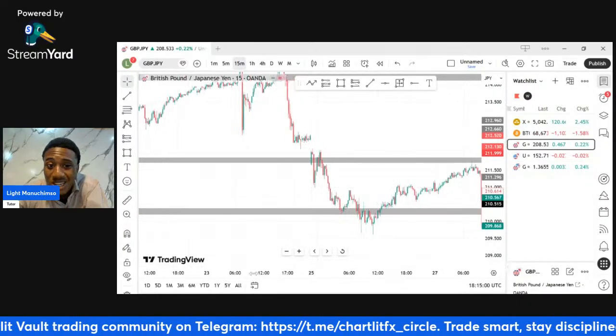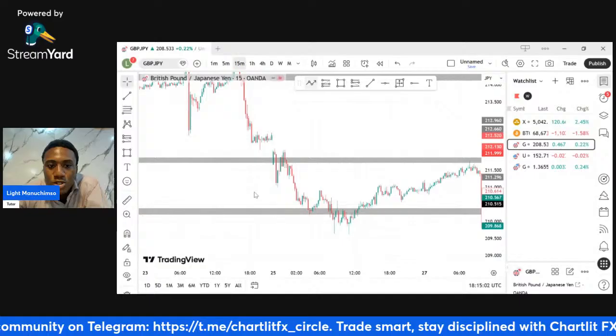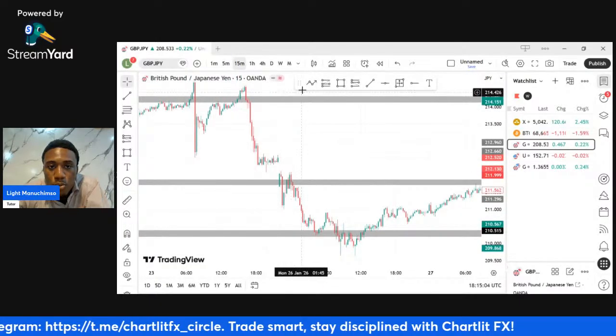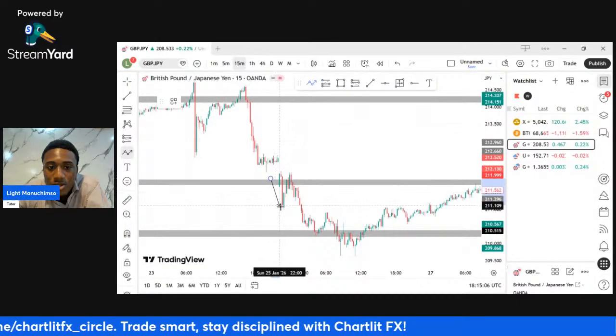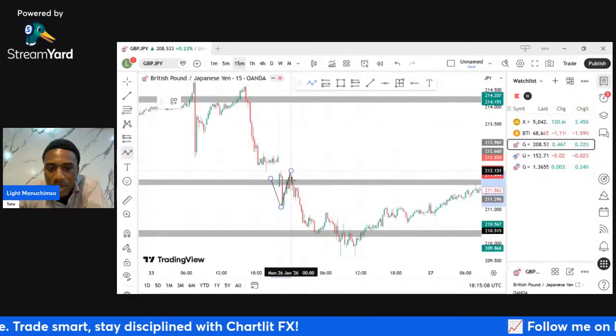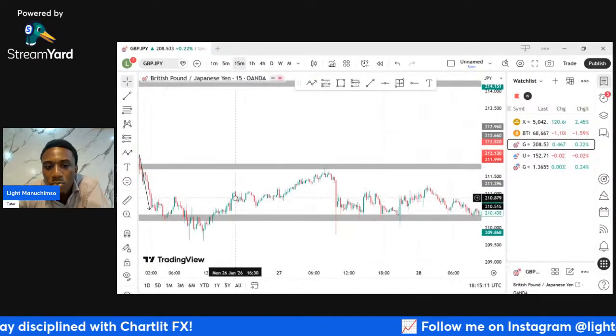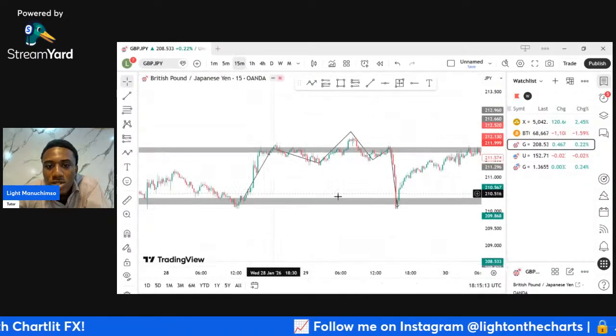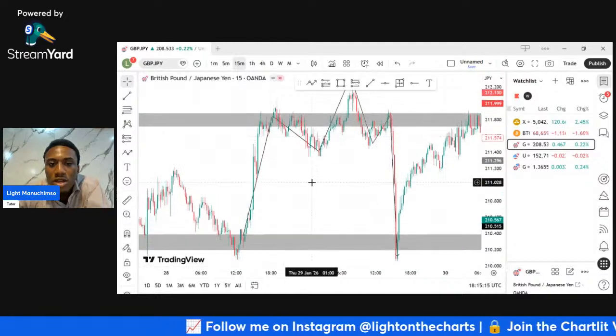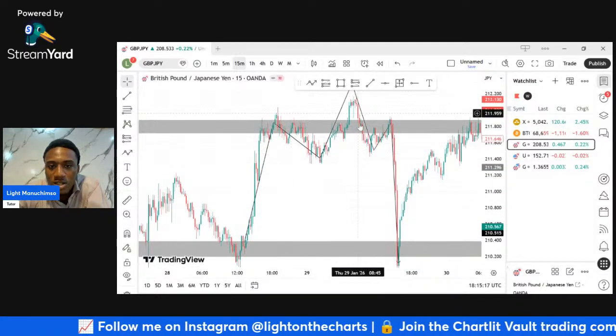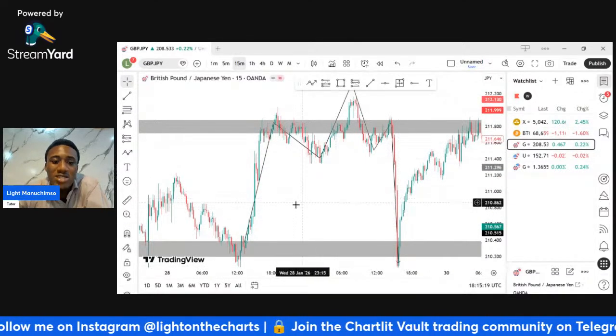I talked about it in the last class. It flips it from support to resistance. You see, now it gives us an M pattern, and then it dumped. So that's why when price came back here, we formed a very beautiful head and shoulders pattern. You can see, and then it dumped. So that is just it.